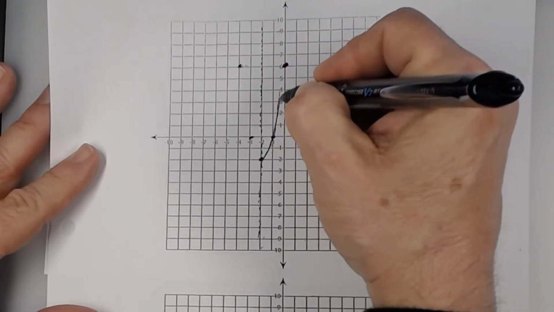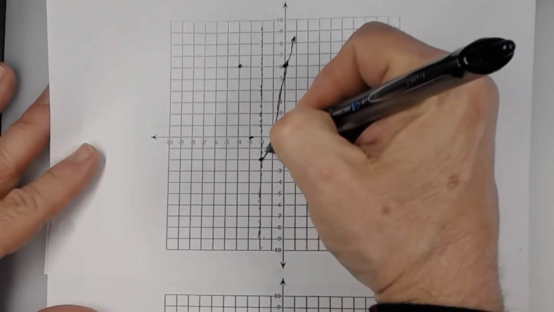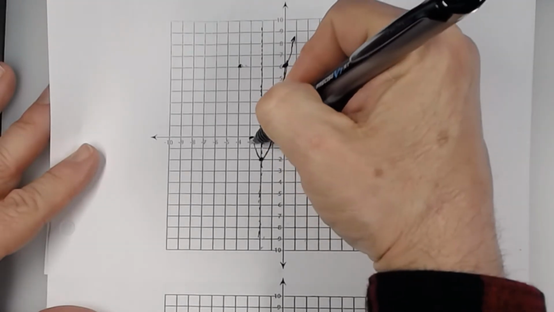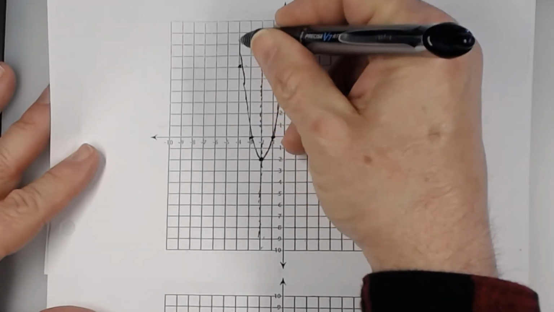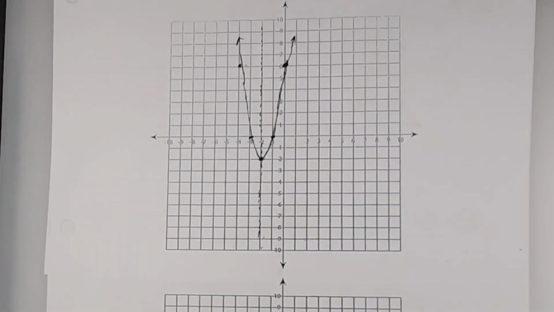Just do the best with drawing this. Make it look symmetrical. Make it look like a parabola, though. So something like that. Okay?